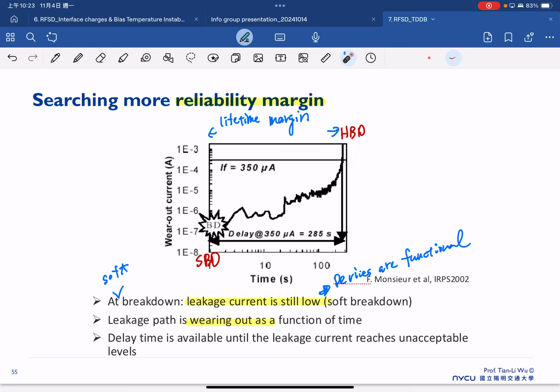Therefore, the time period between the soft breakdown and hard breakdown, in the physical sense, we call progressive breakdown. But in reliability prediction, we consider this our lifetime margin, because that gives us a sense of how long our device can still be used, whether we should stop using this product or we can continue to use it for another, probably, less than 100 seconds.